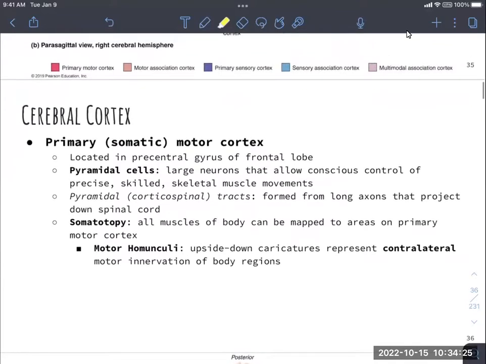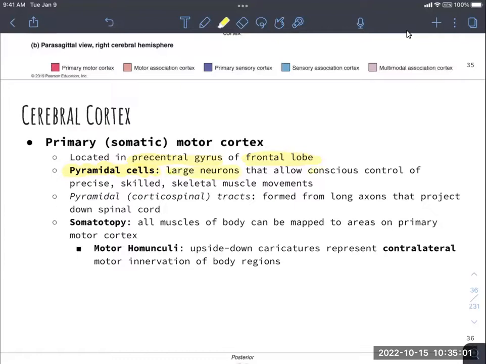So that primary motor cortex, somatic is muscle, motor moves. So that primary motor cortex is located, so we said, in that precentral gyrus of the frontal lobe. In that motor cortex, we have what are called pyramidal cells. Pyramidal cells, well, our nervous system is made up of neurons, so they're large neurons.